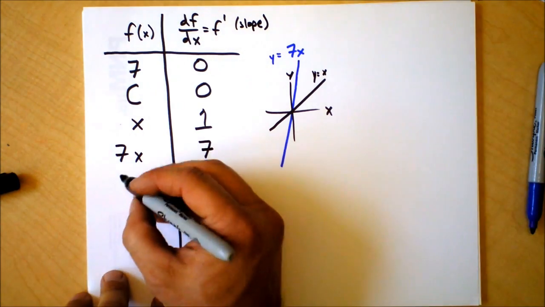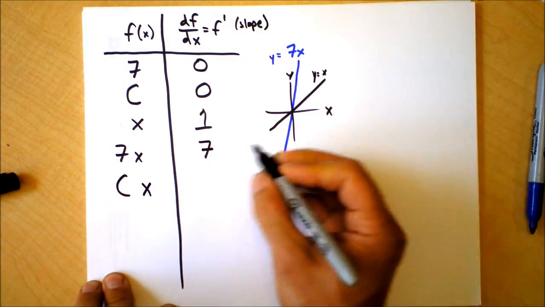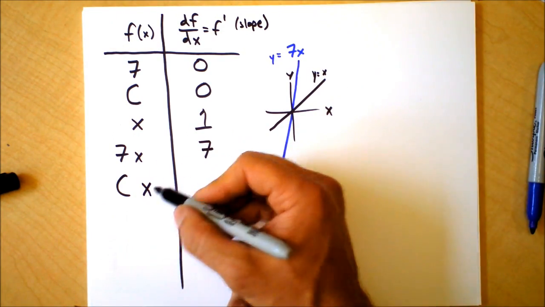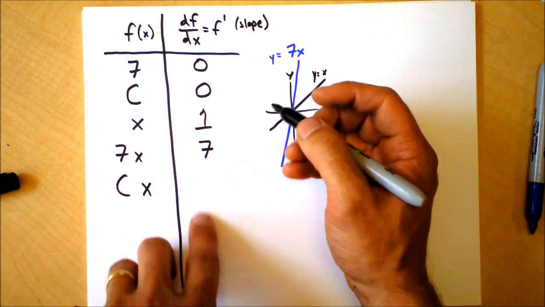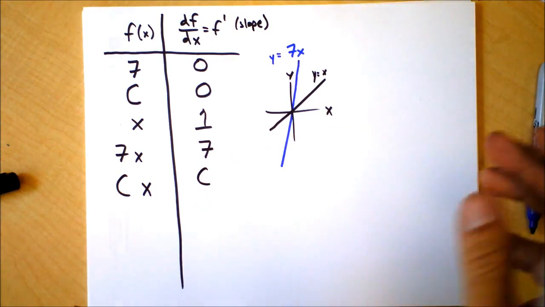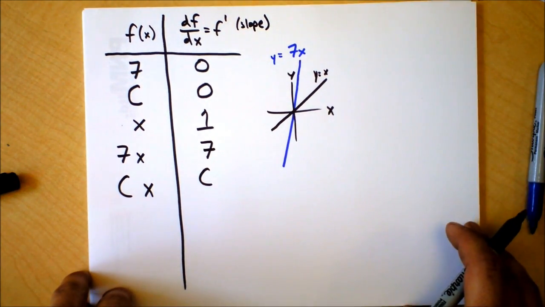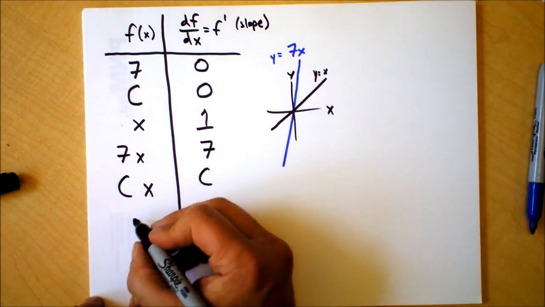Pattern, you see it? C times x. Whatever I multiply x by in my function is going to change the slope by c. Okay, reasonable. Check this out though. This is very interesting. This might be the first one that actually surprises you.